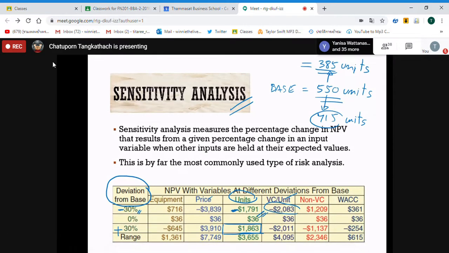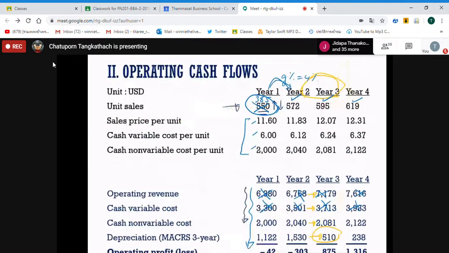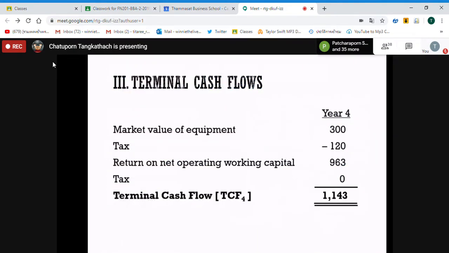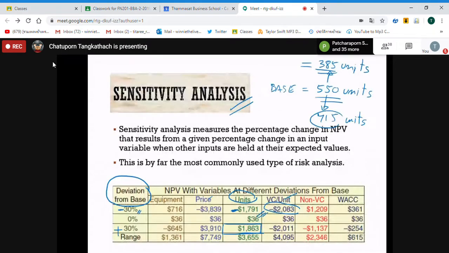When you change variable cost, beware. If you change variable cost, it means that when you go back here, you change this row, the variable cost in the first year. The rest must be the same. You must use 550 like before. You cannot use 385. You must go back to the original case of 550 units, 11.6 and 2000. Only this one is changed because of the sensitivity analysis. Finally, when you calculate all of that, you get the answer equal to this one, minus 2083, when you change your variable cost per unit in the first year.